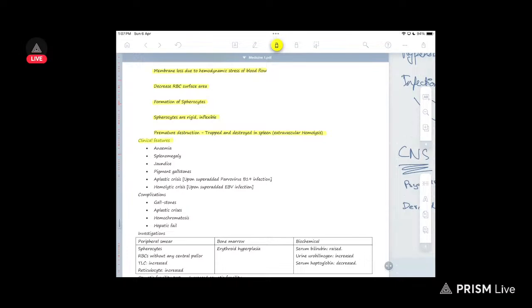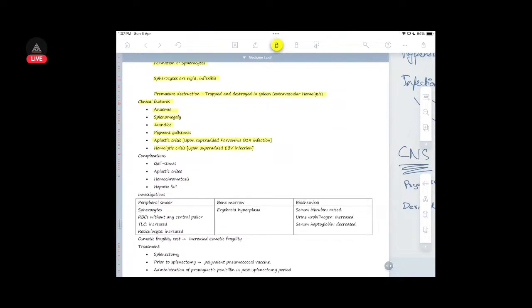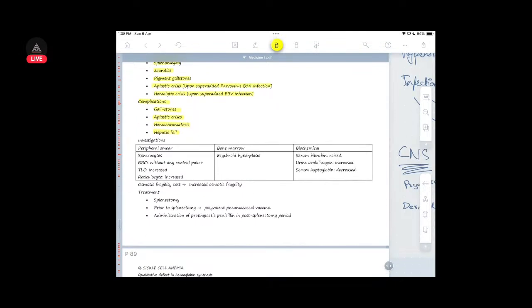So clinical features: you can have anemia, splenomegaly, jaundice, pallor, pigment gallstones, aplastic crisis upon superadded parvovirus B19 infection, and hemolytic crisis due to Epstein-Barr virus involvement. So complications: you can have gallstones, aplastic crisis, hemochromatosis, and hepatic failure.